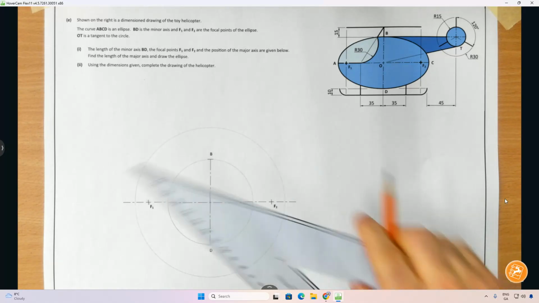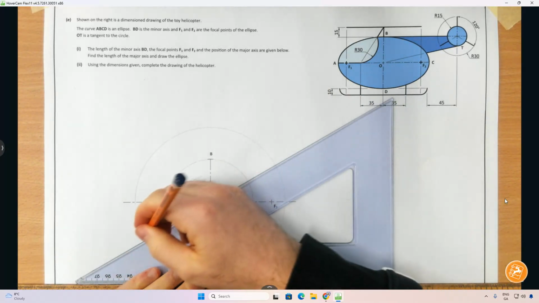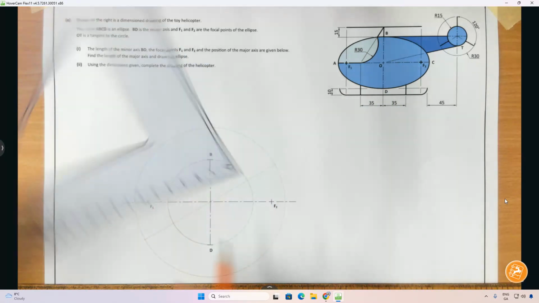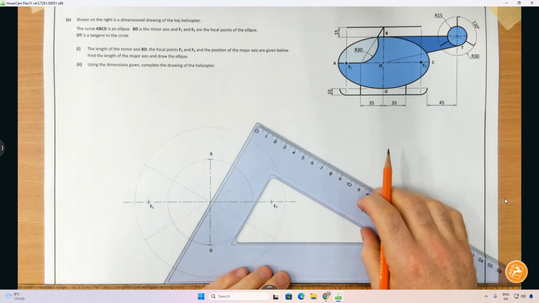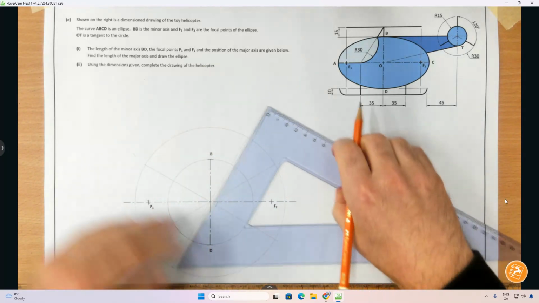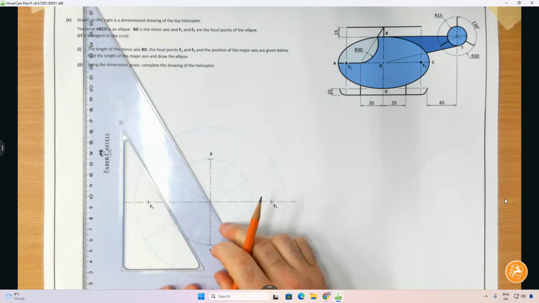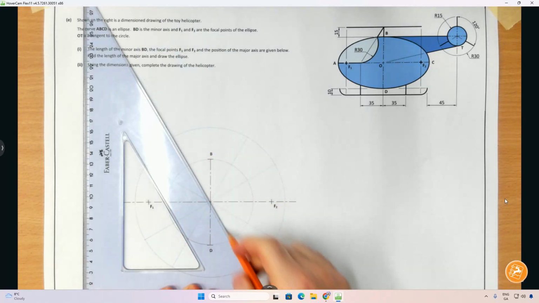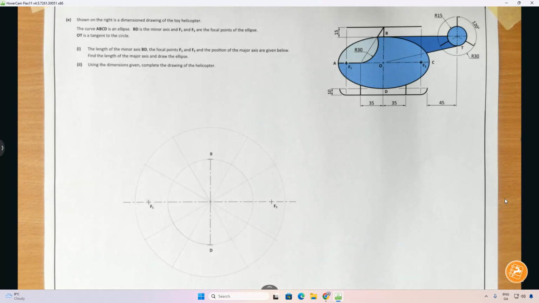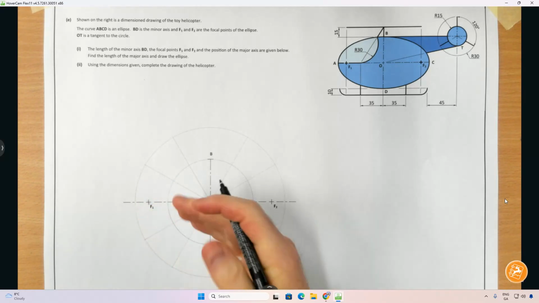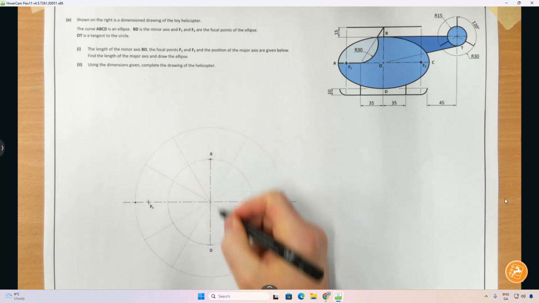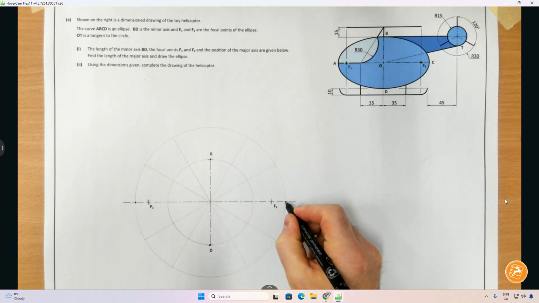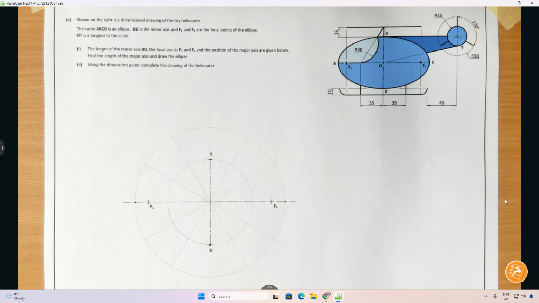Now what we're going to do to draw our ellipse is the concentric circles method. So 30 degrees through the centre, 30 degrees through the centre the opposite way, 60 degrees through the centre, and 60 degrees through the centre the opposite way. Rule of thumb: wherever any one of those division lines cuts the major circle, I'm going to go parallel to the minor axis. Where any one of those division lines cuts the minor circle, I'm going to go parallel to the major. We've already got 4 points in our ellipse, at either end of the major and minor axes. Those 4 points I've just highlighted there.